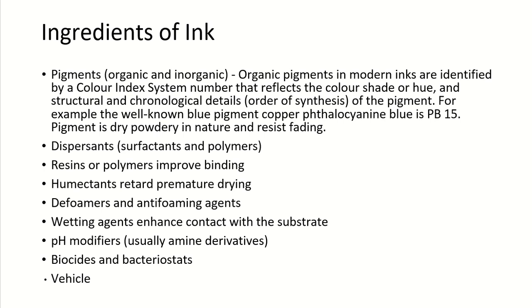For example, for the blue pigment copper phthalocyanin blue, the color index system code is PB15. Pigment is dry, powdery in nature and it resists fading. Other ingredients are dispersants, which can be surfactants and polymers. Resins or polymers improve binding capacity.